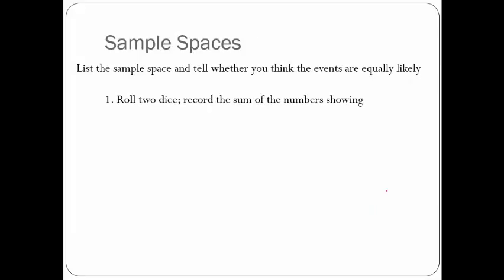Another application of the sample space. List the sample space and let's see if these events are equally likely. So we're going to roll 2 dice and record the sum showing. So we could get 2, 3, 4, 5, 6, 7, 8, 9, 10, 11, 12. And first reaction to that is, oh yeah, it seems like they should be equally likely.